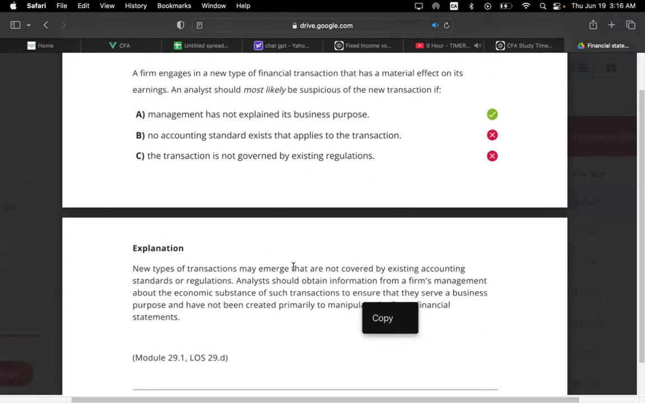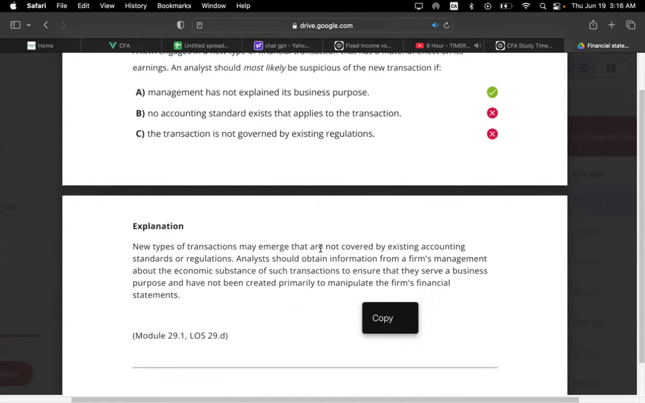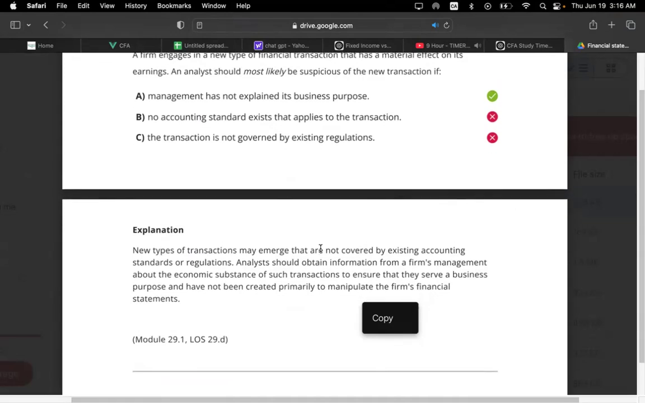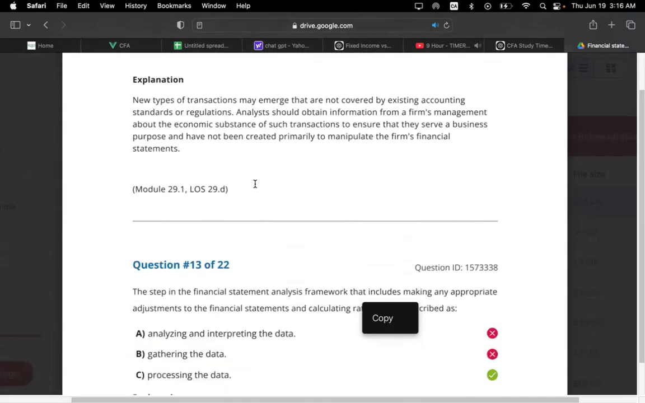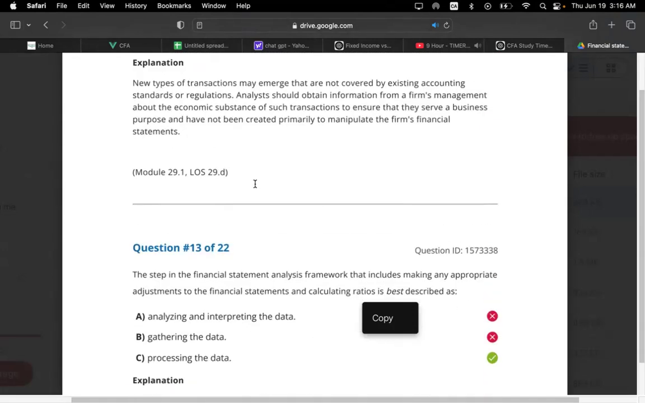New types of transactions may emerge that are not covered by existing accounting standards. So these are like innovations. That's fine. Analysts should obtain information from a firm's management about the economic substance of such transactions to ensure that they serve a business purpose. If there's no purpose, then they're very prone to manipulation. And have not been created primarily to manipulate the firm's financial statements.